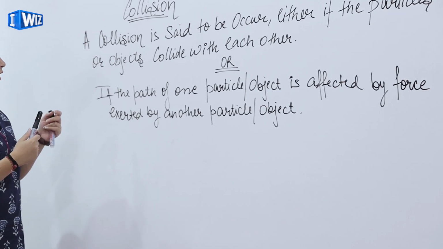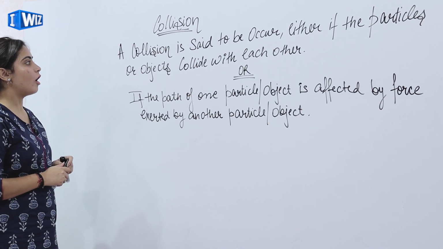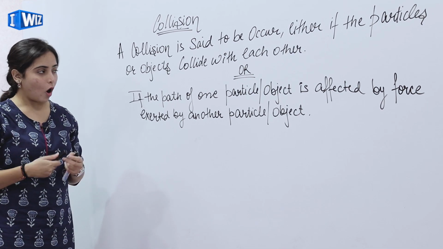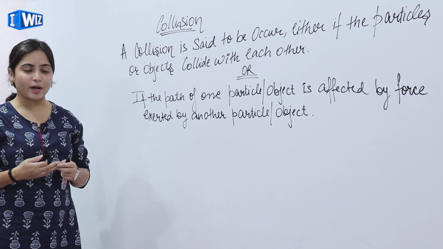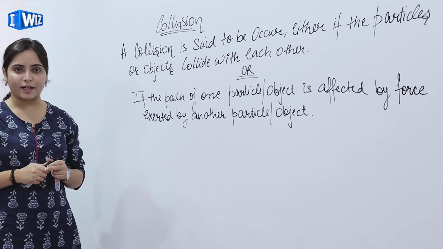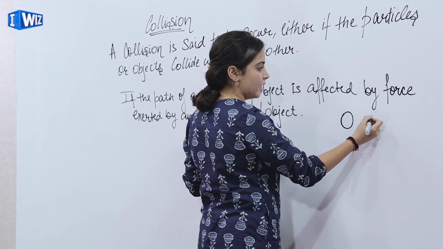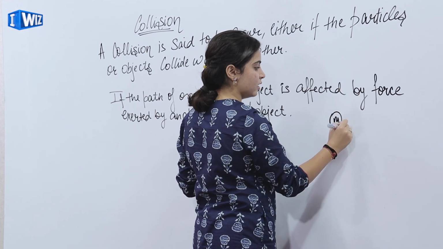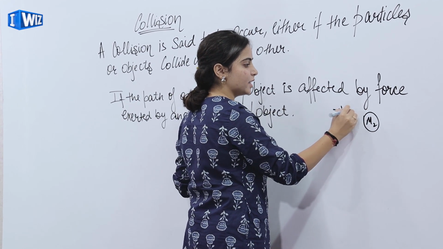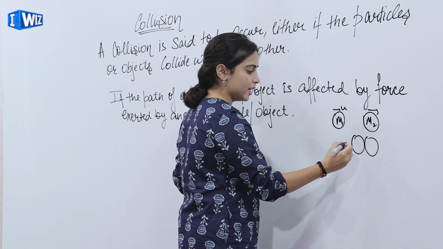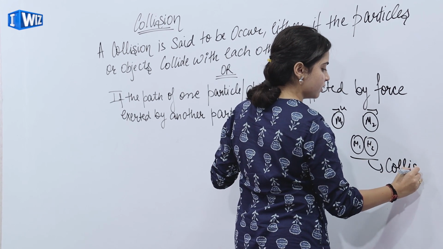Now from the definition of collision, a collision is said to occur either if the particles or objects collide with each other, or we can say if the path of one particle or object is affected by the force exerted by another particle or object. For example, there is one particle of mass m1 and another particle of mass m2, they are moving with different velocities and they collide, then this is called collision.